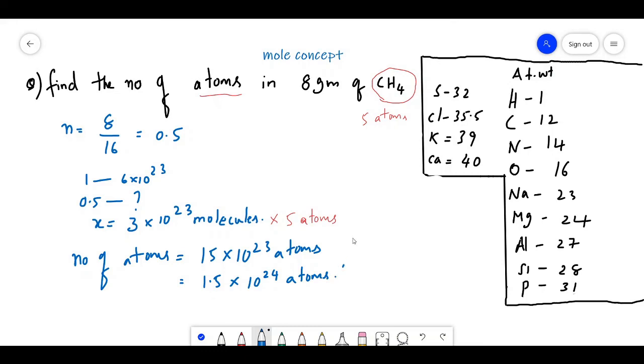Sometimes in the questions, CH4 is given, and in the question he will particularly mention find the number of carbon atoms. So if the question is given only carbon atoms means multiply here with only one. And in some questions he will ask find the number of hydrogen atoms. So then you have to take this number of hydrogens as 4. So multiply this with 4. In our question it is total atoms. So total atoms means just count the total atoms present in the CH4, that is 1 plus 4, it is 5. So this is how we calculate number of atoms.